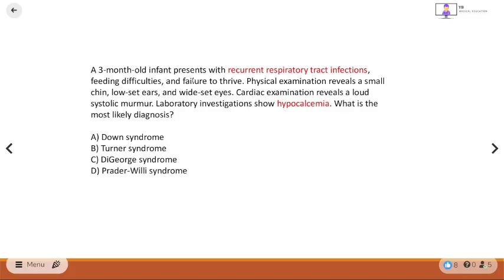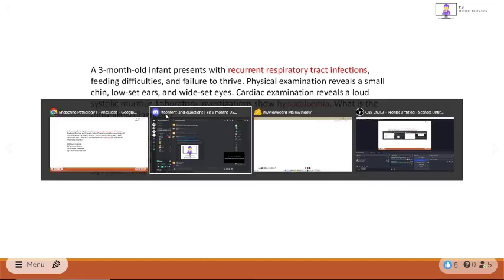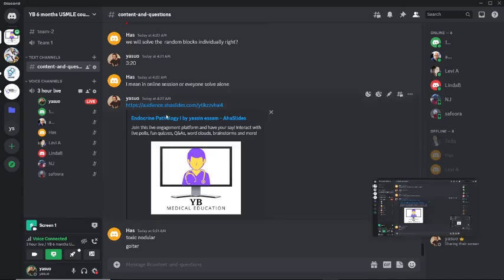A 3-month-old infant presents with recurrent respiratory tract infections, feeding difficulties, and failure to thrive. Physical examination reveals a small chin, low-set ears, wide-set eyes. Cardiac examination reveals a loud systolic murmur. Laboratory investigations show hypocalcemia. What is the most likely diagnosis? Can you guys say? I want you to say what is the most likely diagnosis here.